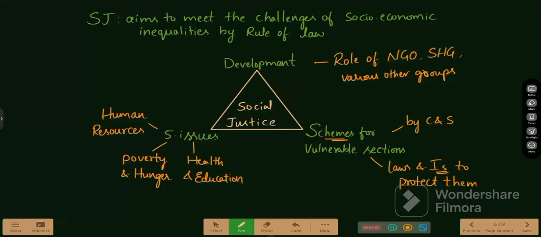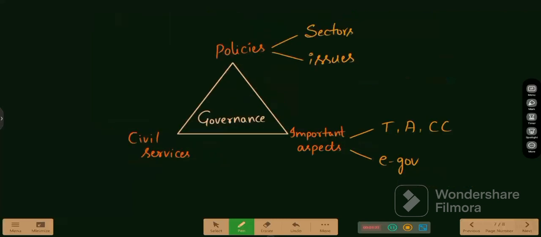And other mechanisms, laws and institutions, you need to know who are working for the betterment and protection of the vulnerable sections. Then 5 issues you need to know. This is your priority area, that is poverty, hunger, health and education, human resources. Now we will move to the third subject, that is governance.